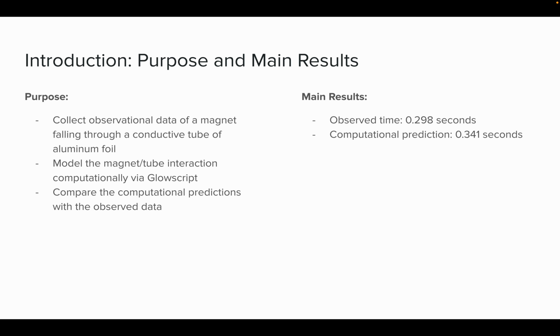So to start, the purpose of this lab was to collect observational data of a magnet falling through a tube of aluminum foil and record the observed time that it took for it to fall through the tube. We repeated this 6 times and took the average time to get 0.298 seconds. Then we modeled the magnet-tube interaction computationally through GlowScript, which resulted in a prediction of 0.341 seconds. So as we can see, the prediction is that it would take longer than my observed value. So let's get into it.